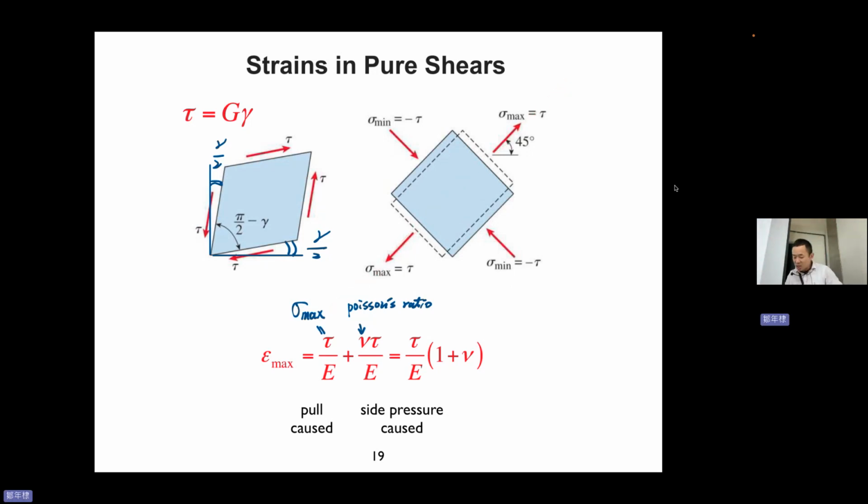If you understand this, we know that after pure shear, pure torsion, your 45-degree epsilon max will have two contributions. The first one is the tension. The other is the compression, and also the Poisson ratio effect.